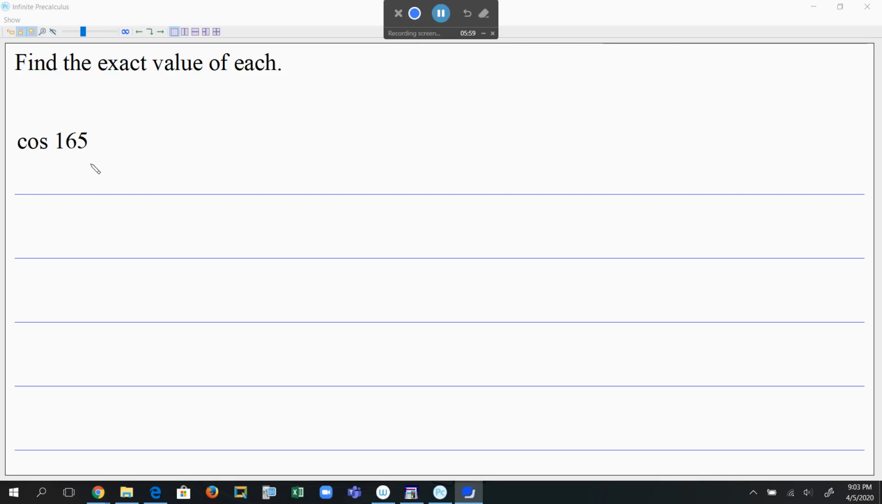In this example, we want to find the exact value of cosine 165. We know that 165 is not a special angle, so we have to write 165 as either a sum or a difference. I'm going to use the sum, so we write it as the sum of 120 and 45.